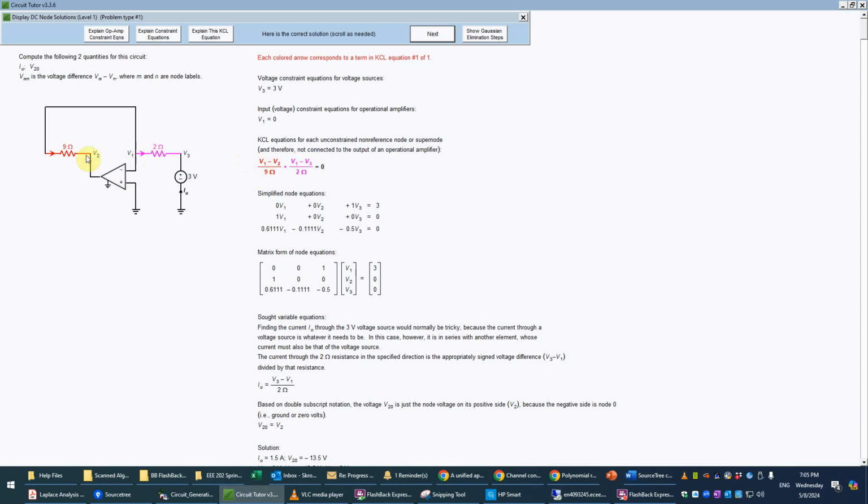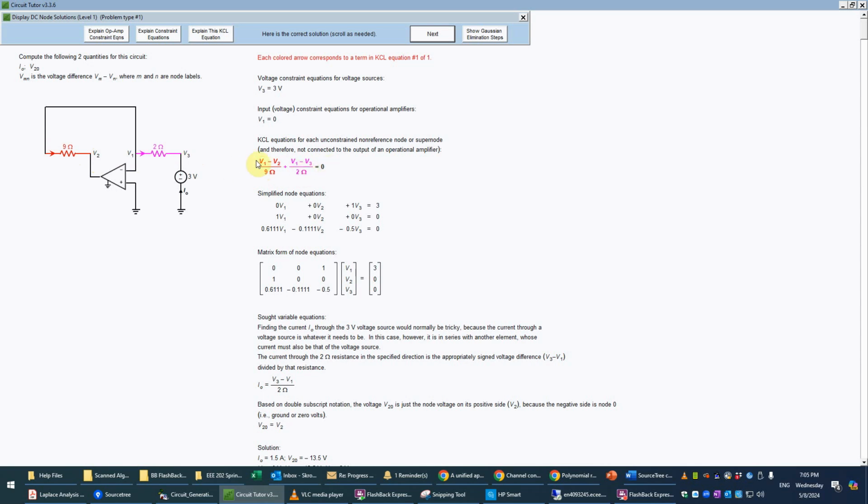Therefore, we just have two currents to add up, which are illustrated here and color-coded. The current through the 9 ohm resistor leaving node 1 will be the voltage of that node minus V2, divided by the 9 ohms. And then the current leaving node 1 to node 3 will be V1 minus V3, divided by that resistance.